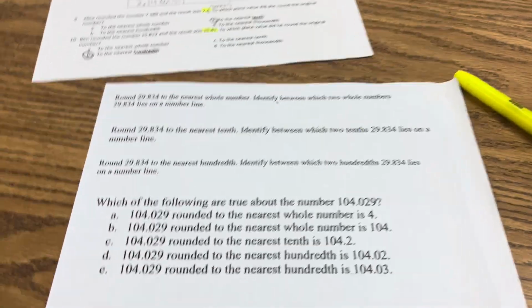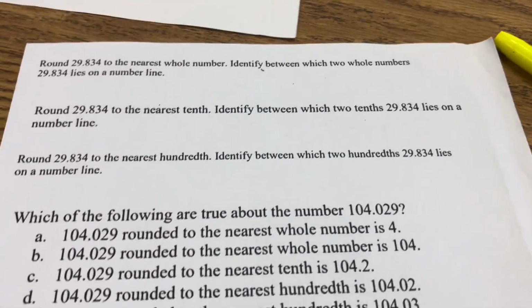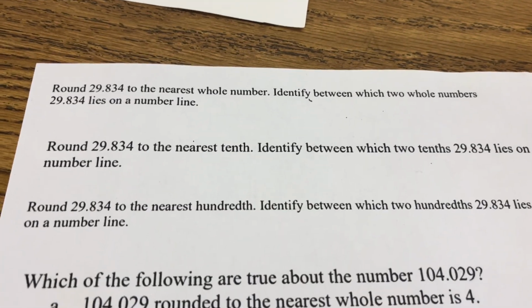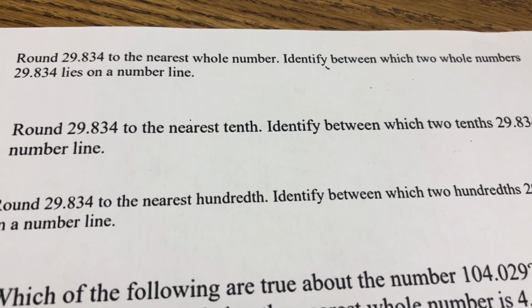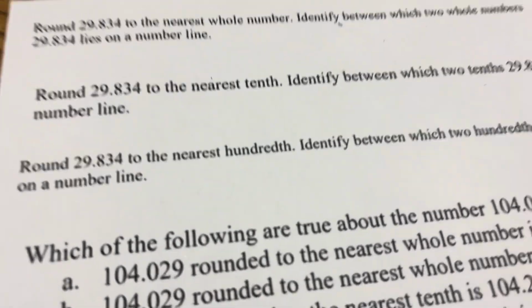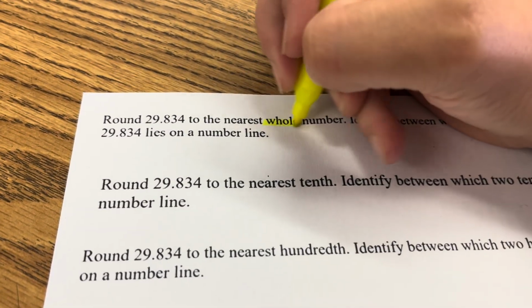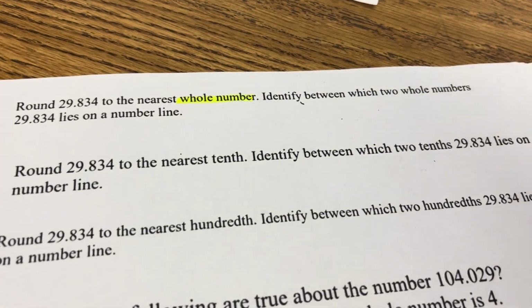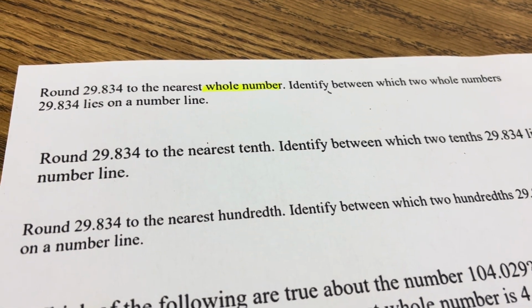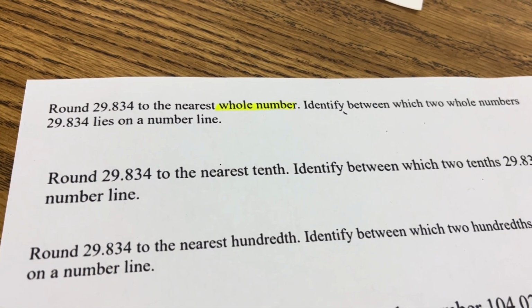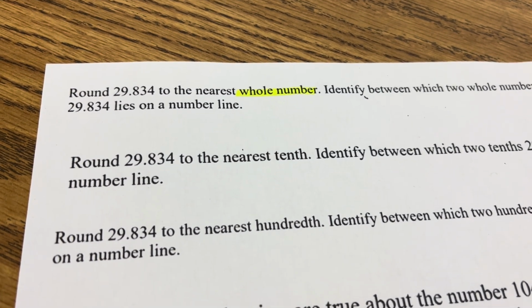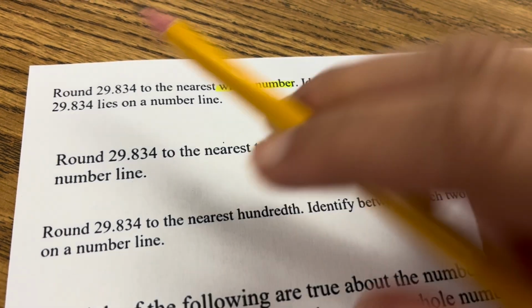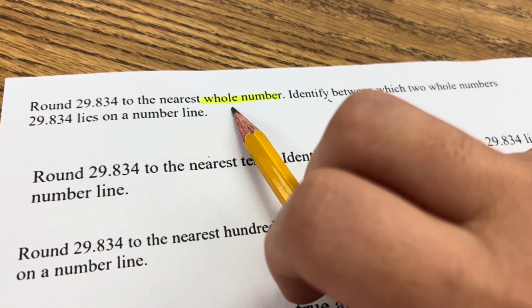There is one more paper. Still different types of rounding questions. Okay, so it says round 29 and 834 thousandths to the nearest whole number. I'm going to highlight that just so I know that you see it. Identify between which two whole numbers 29 and 834 thousandths lies on a number line. So two parts. First thing we're going to do is round to the nearest whole number.